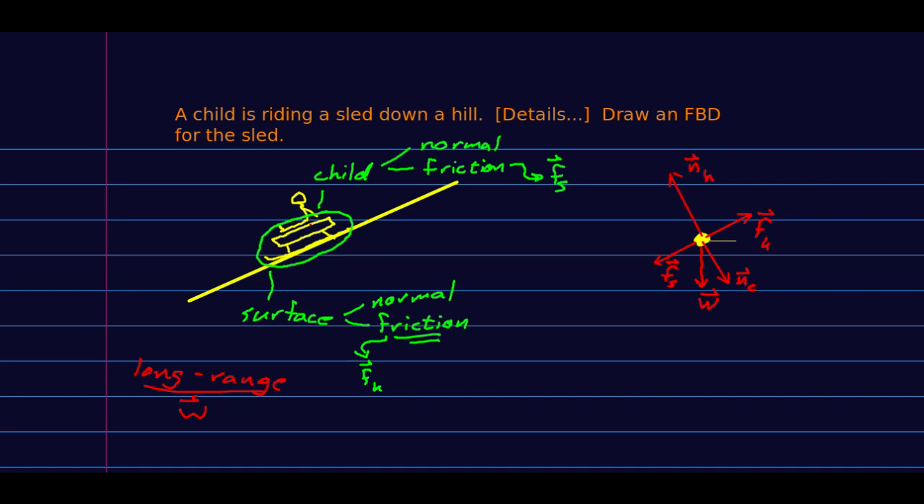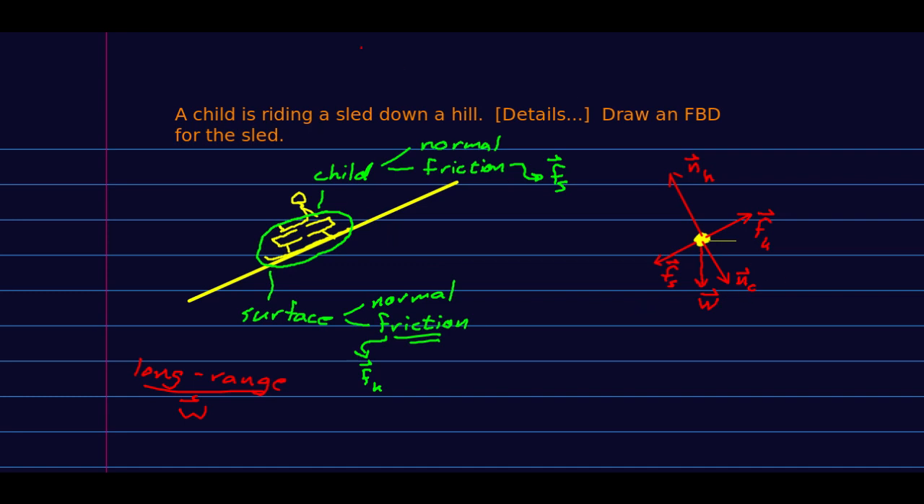Now, many students would want to say, oh, and the weight of the child. No, no, no. The weight of the child is a force exerted by the Earth that acts on the child. It does not act on the sled. It acts on the child. And so it doesn't go on this free body diagram. If we were now to draw a free body diagram for the child, that force would be on that free body diagram. The way the child pushes down on the sled is this normal force.